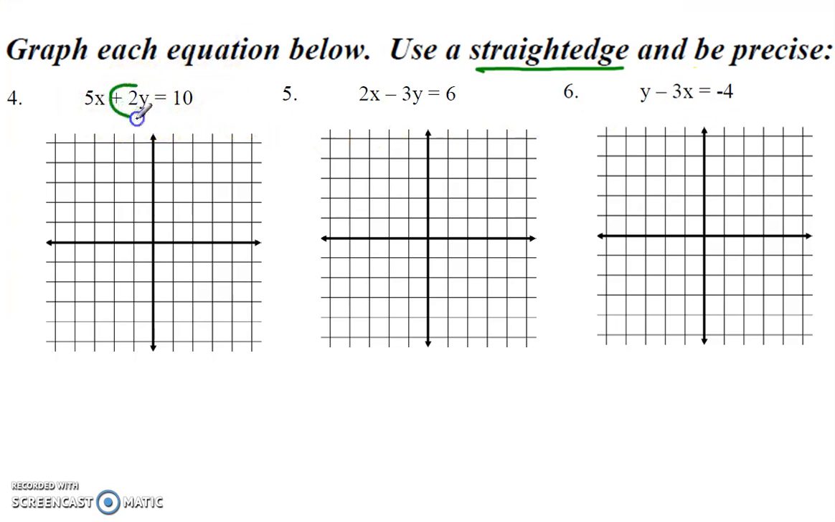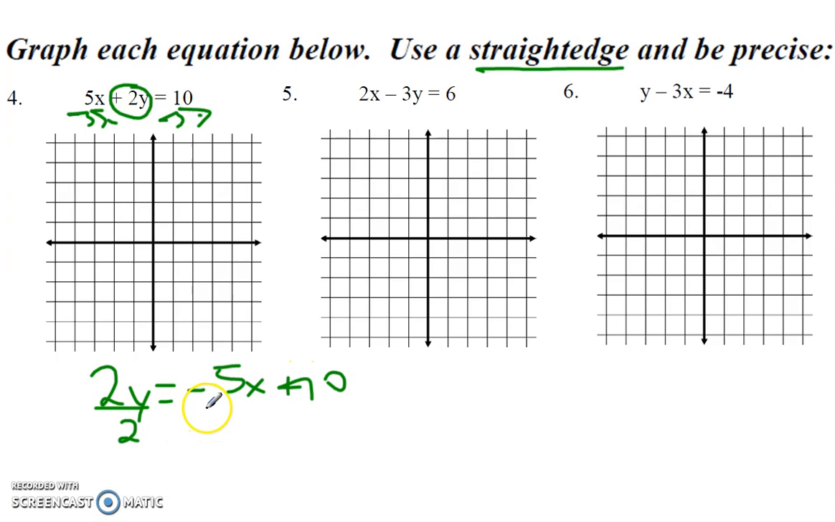Put this into slope-intercept form. Solve for y, so subtract 5x from each side. And then we get 2y is equal to negative 5x plus 10. Divide by 2 because we want to get y by itself. And then we get y is equal to negative 5 over 2 x plus 5. To graph this, 5 is the y-intercept, so I go up to 5 on the y-axis. From that point, I follow the slope down 5 over 2. So down 1, 2, 3, 4, 5 over 2.